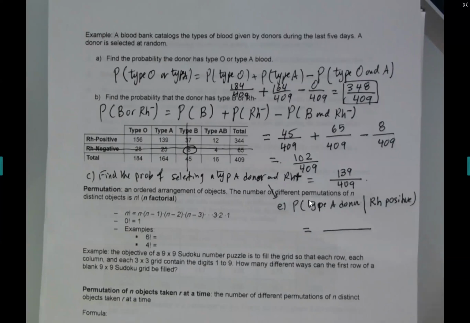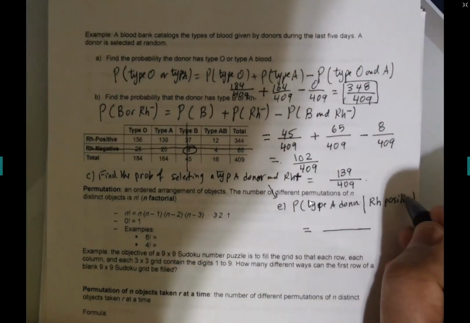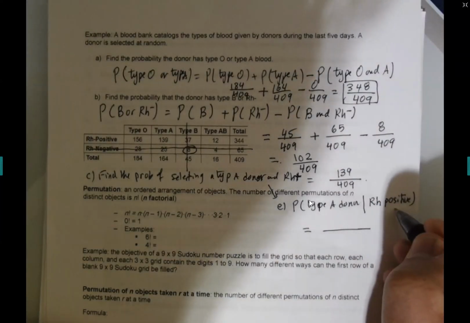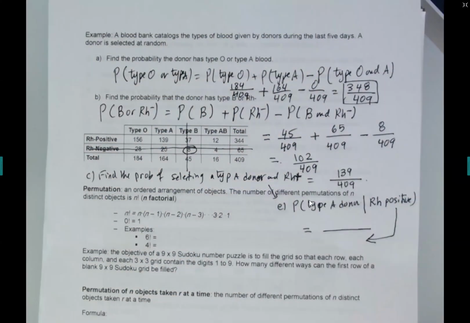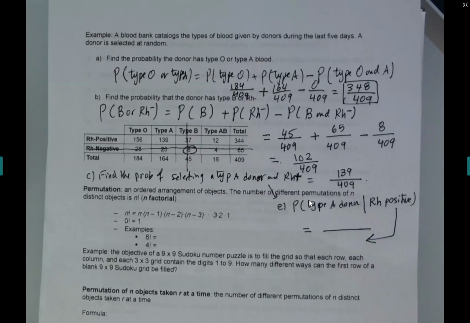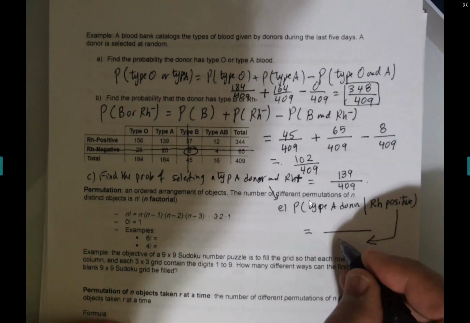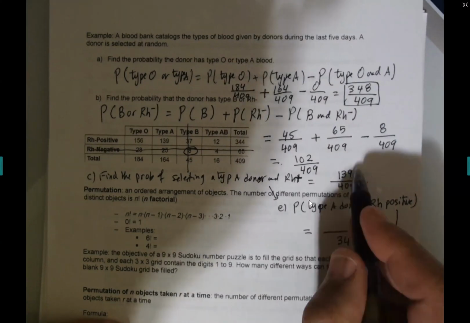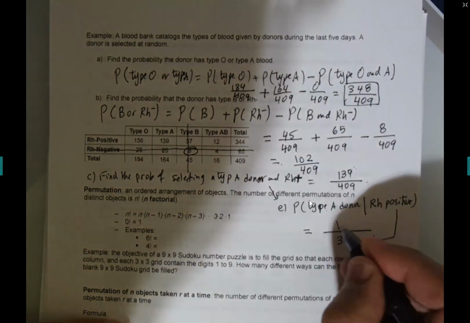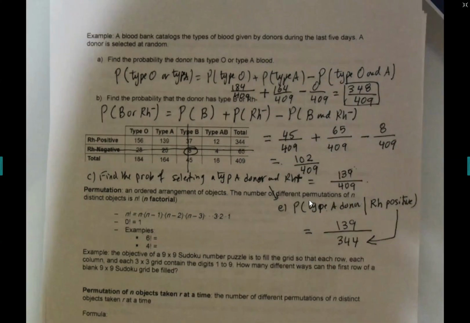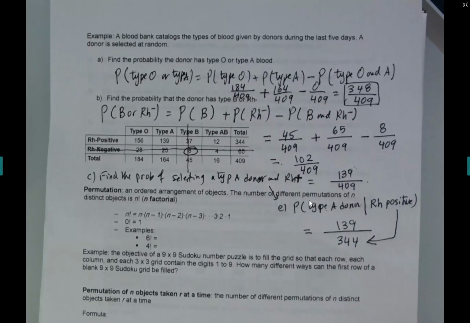What did I say? You're gonna follow my rule, guys. I said that what comes after given goes to the denominator first. So how many RH positive? 344. 344, exactly. And now, guys, it's the same thing here, 139, type A and RH positive, 139. You see how the probability becomes larger here, bigger, because we changed the denominator, which is 139 over 344.